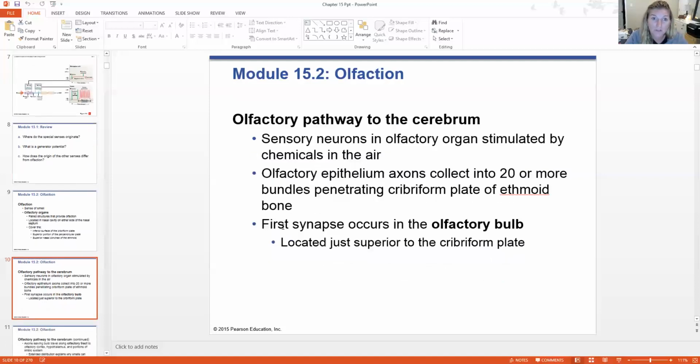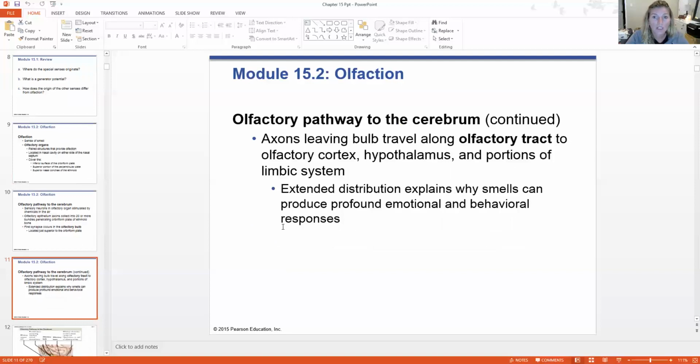The sensory pathway to the cerebrum starts with the olfactory bulb. The olfactory epithelium contains axons that collect into 20 or more bundles, which then go through the cribriform plate, and then they first synapse with that olfactory bulb, as I said. That olfactory bulb is going to leave, going back to the brain through a tract called the olfactory tract. And then it goes to the olfactory cortex, the hypothalamus, and portions of the limbic system.